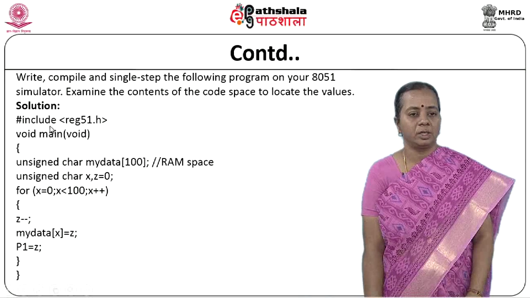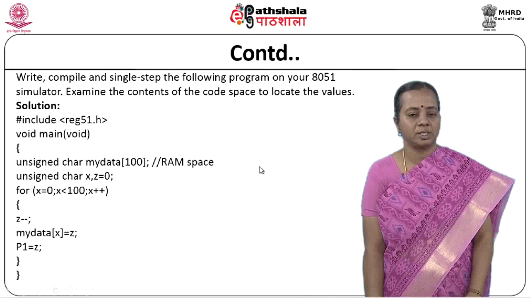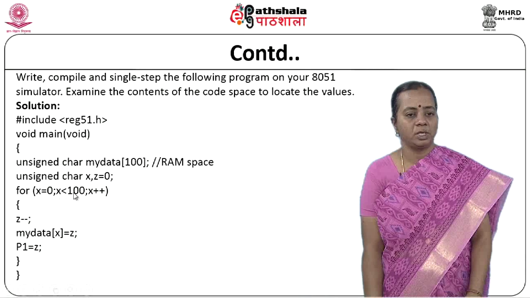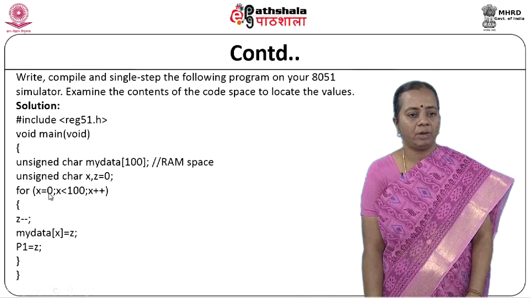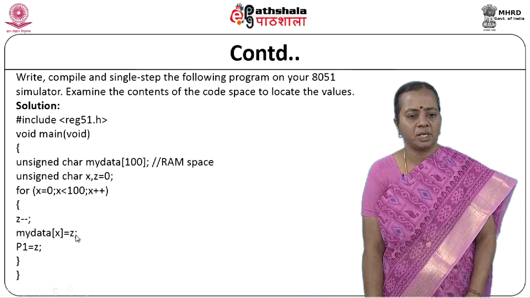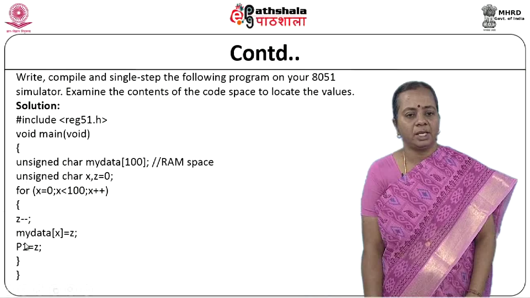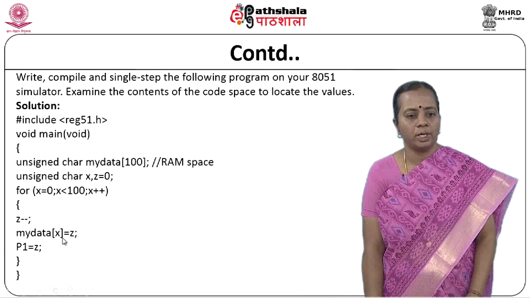So, you just see that this includes reg51.h and main void, where I have declared my data as a character array with 100 values, RAM space is allocated for that, and a character z which is equal to 0. Now, x is ranging from 0 to 100, that means I am creating a loop with the values of 0 to 100 incremented by one each time. So, first z is equal to 0, now it is getting incremented, and data of x is equal to z. So, P1 is equal to z. Each and every time I am generating the z value within the loop, the value is generated and it is stored in my data.